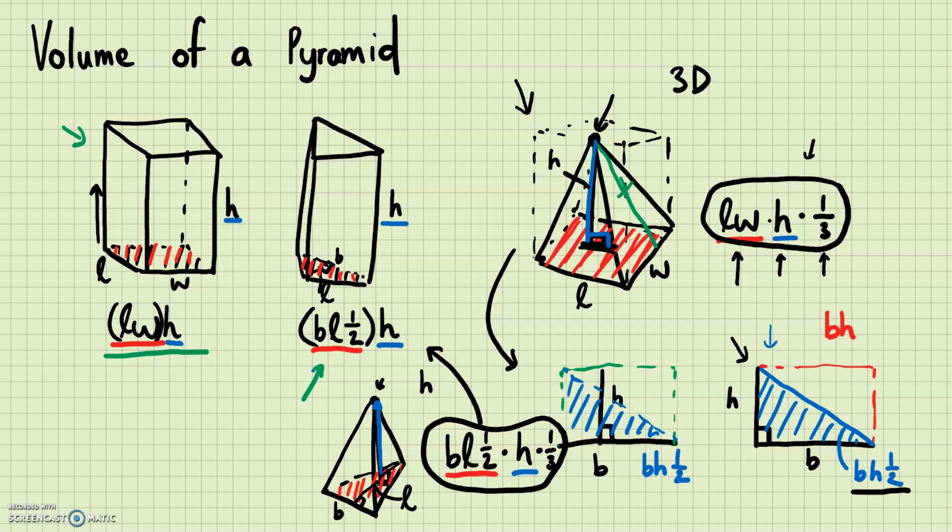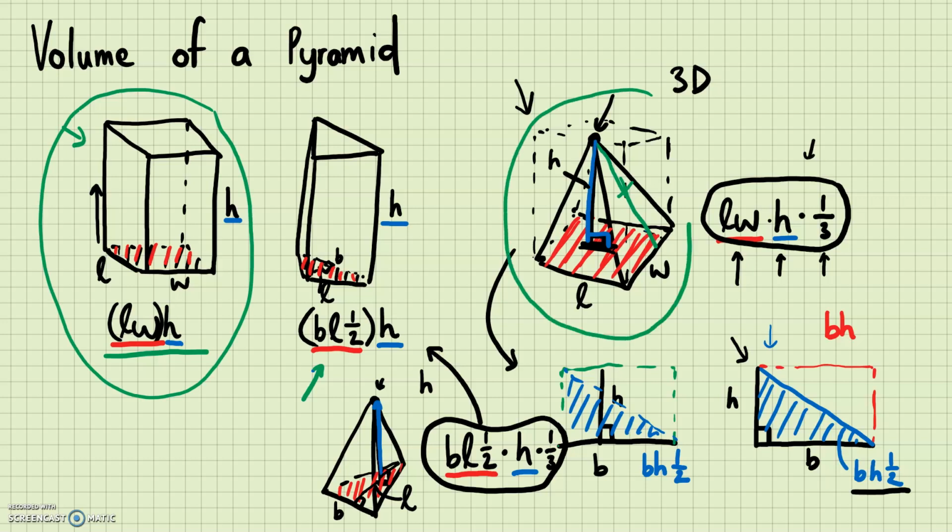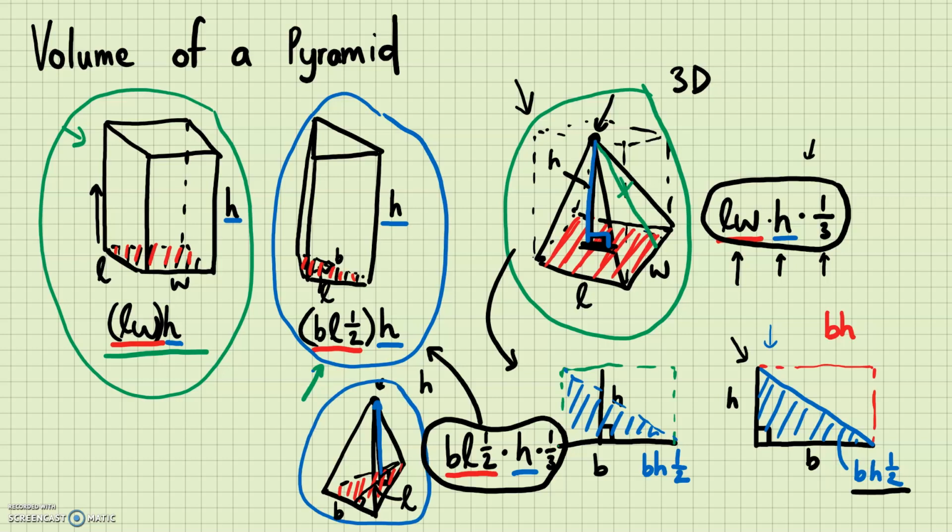So you can see the relationship. The rectangular prism is similar to the square or rectangular pyramid, and the triangular prism is similar to the triangular pyramid. If you want to get from here to here, you divide by 3 or times 1/3. Again, if you want to go from here to here, you divide by 3 or do times 1/3. So that's how you can find the volume of pyramids.